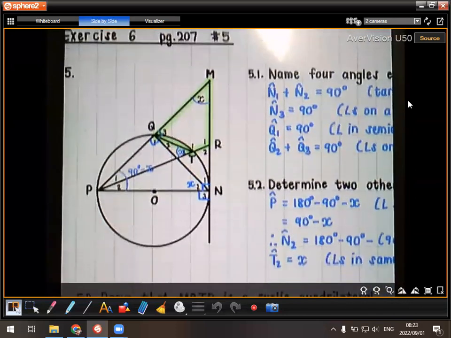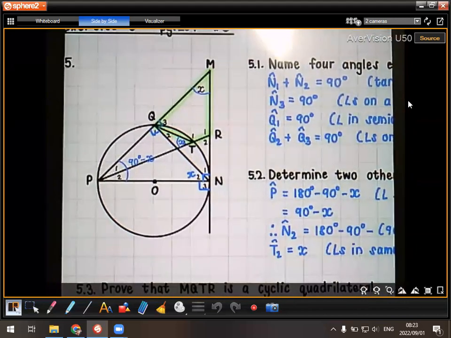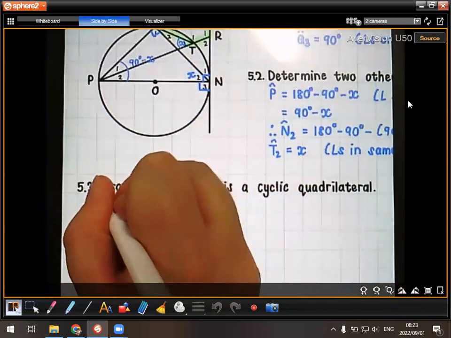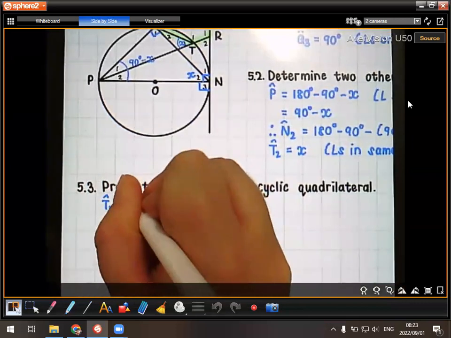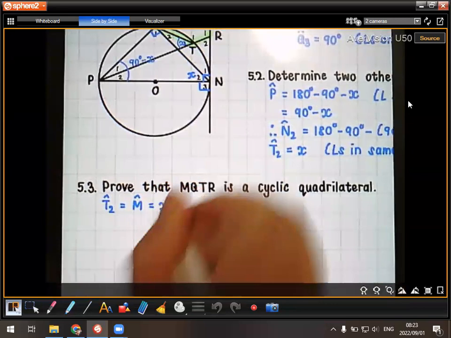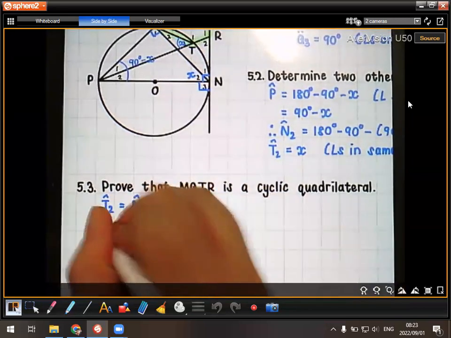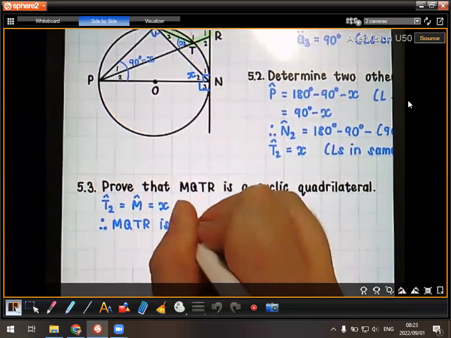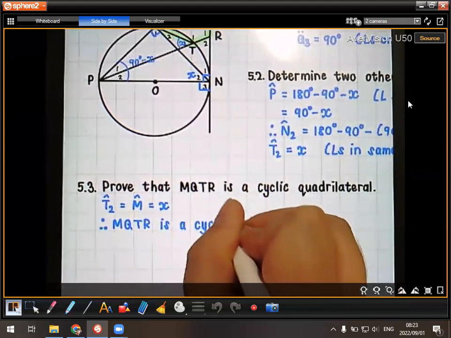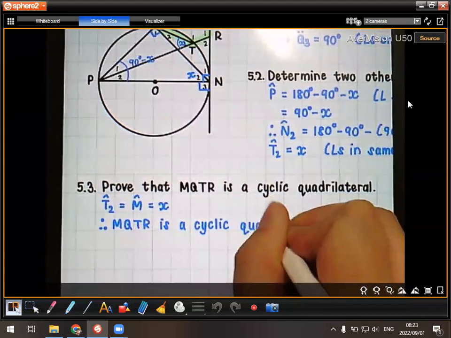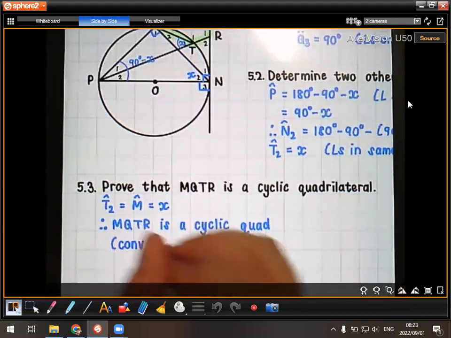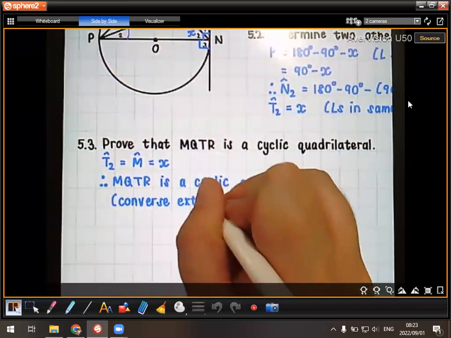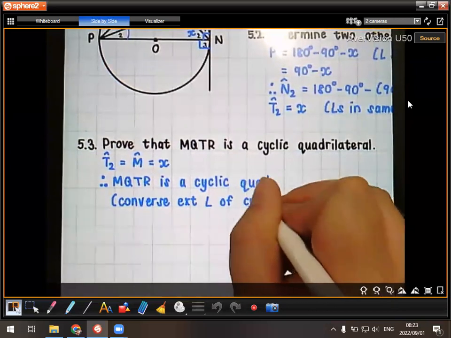So guys, I'm just going to state, because nowhere have we actually written that T2 is equal to M. We said T2 is X, okay, but you have to just say which angles you're actually working with. So T2 is equal to M, and they are both equal to X. Therefore, MQTR is a cyclic quad. And the reason is going to be converse exterior angle of a cyclic quad.